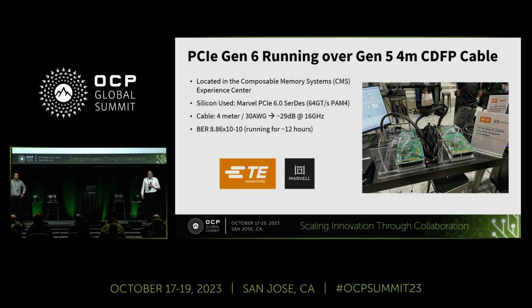And to that end, we're demonstrating today out in the Experience Center a 30 gauge 4 meter cable. It's a Gen 5 cable with Gen 5 connectors, running Gen 6 data with Marvell SerDes. The bit error rate is 10 to the minus 10, and yesterday it was running for about 12 hours, so well above the limit for PCIe Gen 6 of 10 to the minus 6.